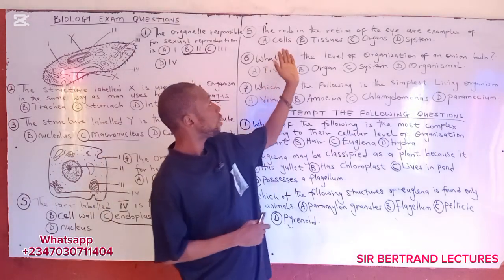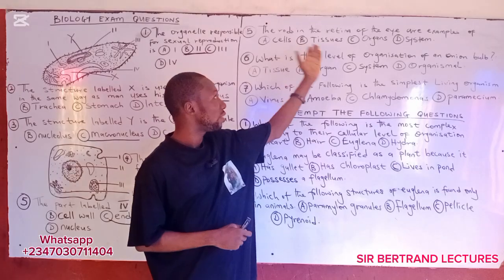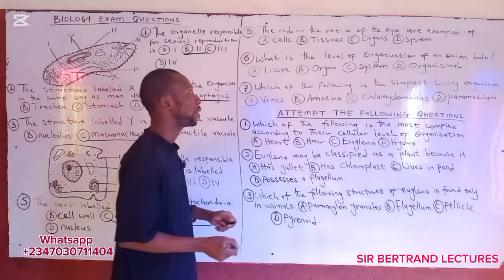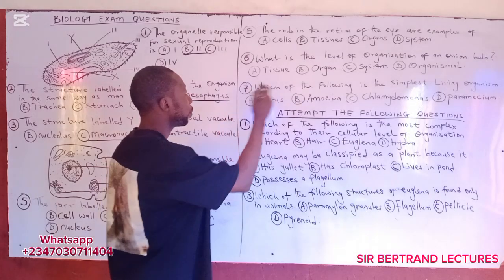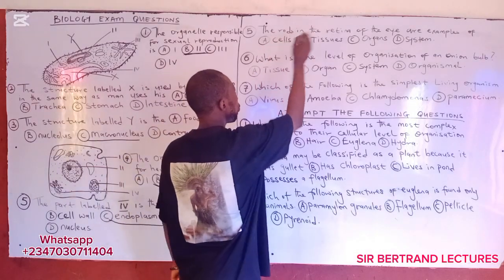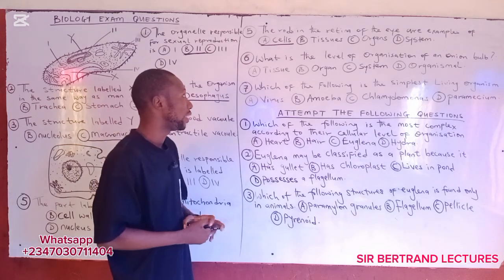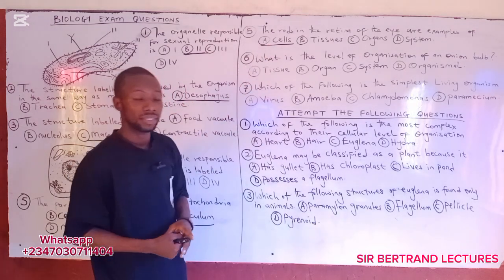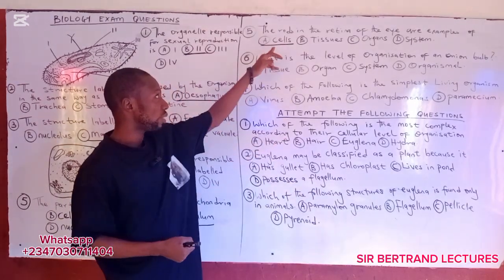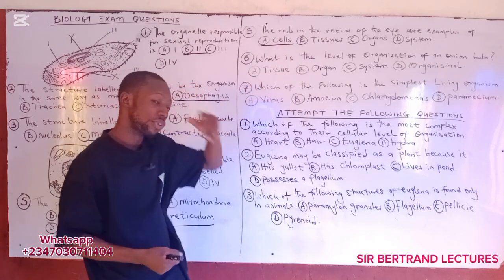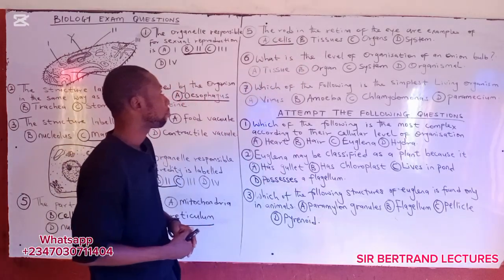So here the question is, the rod in the retina of the eye are examples of what. You don't need to stress yourself to answer a question like this, because you already know that the rod and cone are the two photosensitive cells we have in the eye. So of course, here in the options the answer is cells. Rod is a cell and not a tissue, not an organ, and of course not a system.